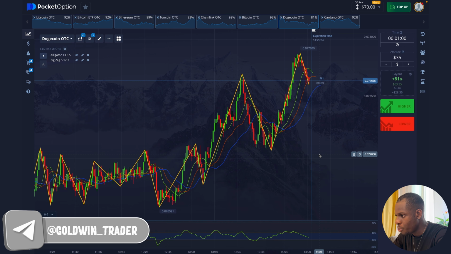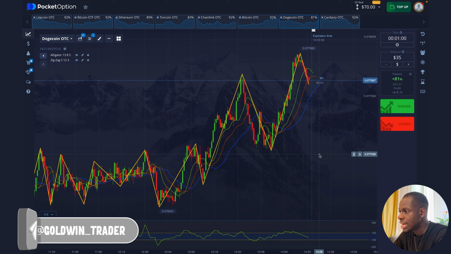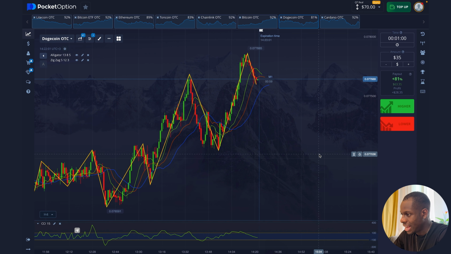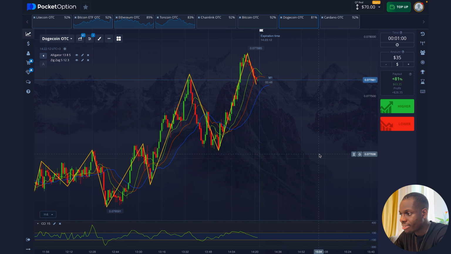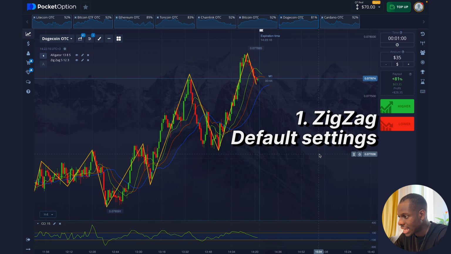Okay guys, so we are in the charts and let's just go over our setup for today and what we're aiming to really get from the market. As you can see, I have a couple of assets already selected above, and these are the ones that had the best payout percentages and also had good movement patterns that we can use for the trading strategy we want to trade today, which is the zigzag and the alligator.